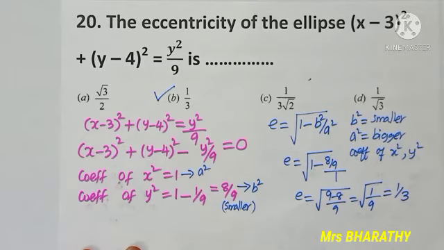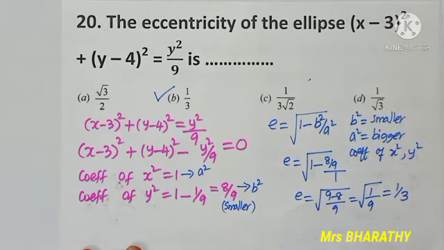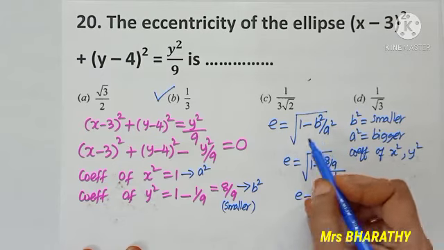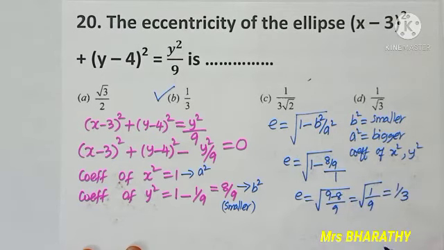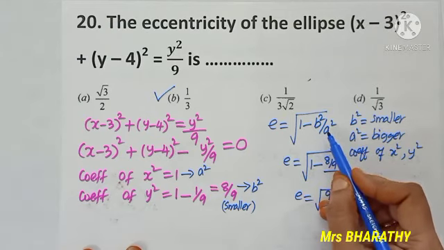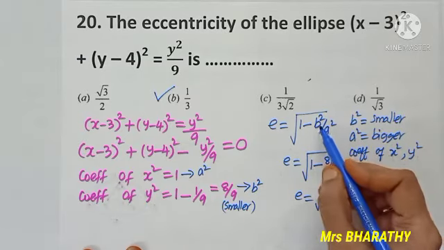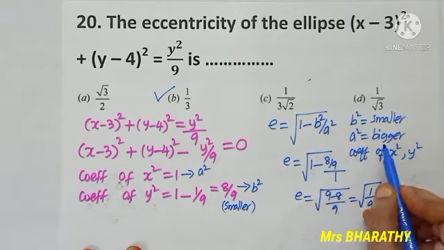If I need to find the parts of the ellipse, I need to expand and simplify. But eccentricity is a very simple idea where we find out root of 1 minus b square by a square. In that, b square and a square are the coefficients of x square and y square. B square is the smaller among the two and a square the bigger.